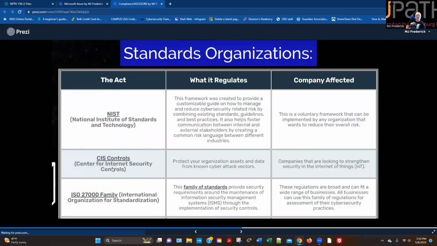And when we look at standards, again, I'm going back over these. I've given them to you to understand who they are. These are your standards organizations. These are the acts. Here they are, what they regulate, and the companies that are affected.